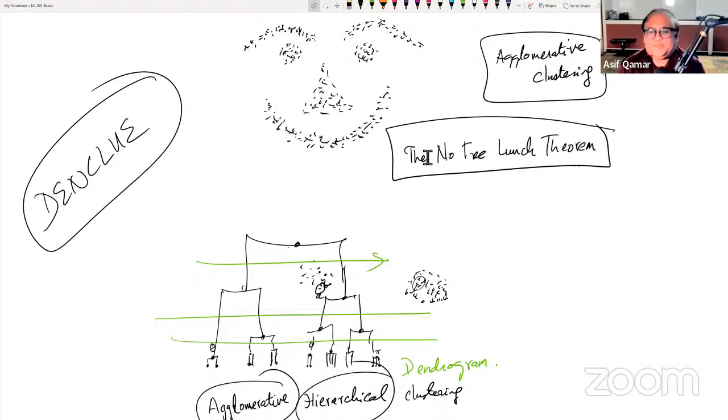So that was clustering, a form of pattern recognition. That summarizes what we did yesterday. What are we going to do today? We are going to do a new form of pattern recognition called dimensionality reduction. So what does dimensionality reduction talk about?